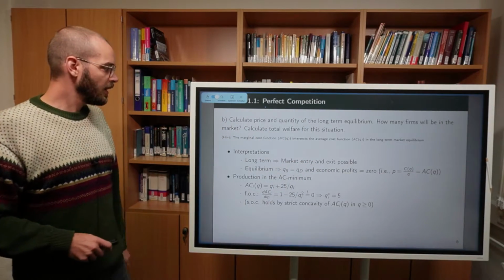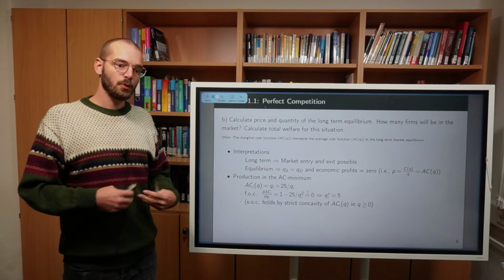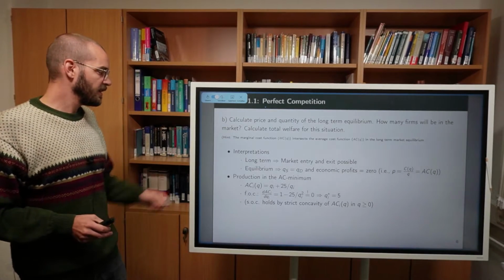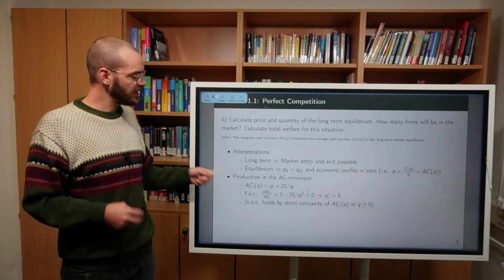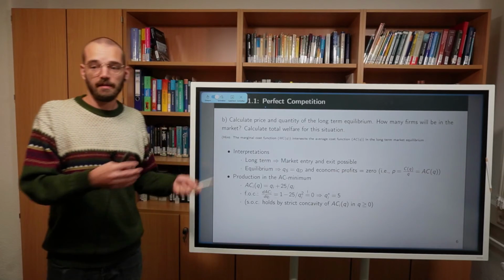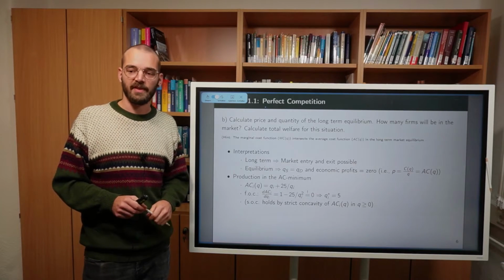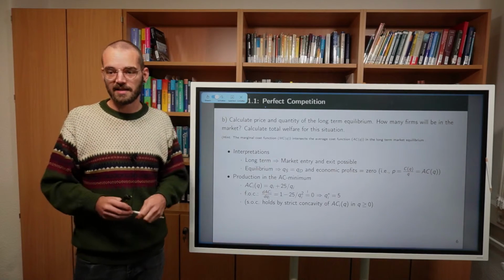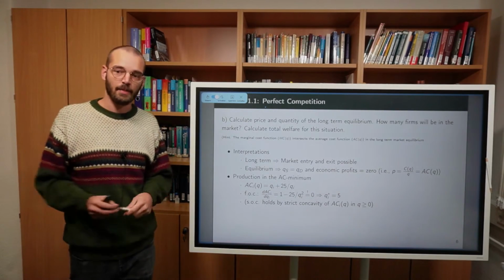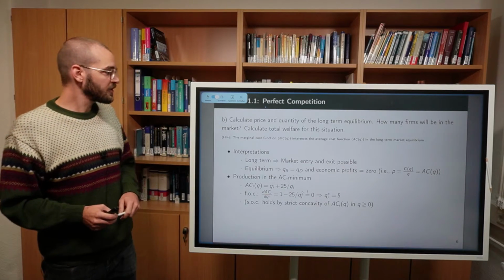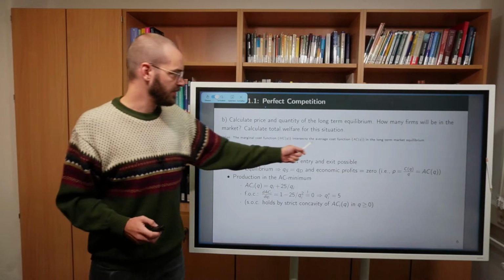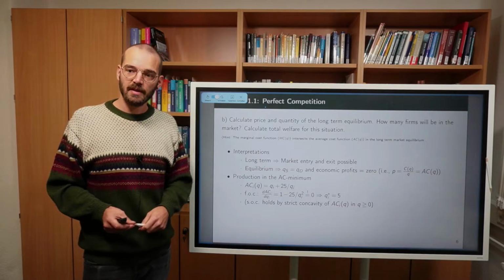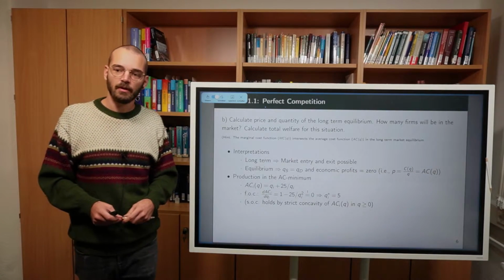All right. So, what we know from the fact that there are zero profits is that all firms must produce at the average cost minimum. We know this first from the fact that market entry is allowed and firms will enter and exit until the production actually happens at the average cost minimum. We also know this simply by reading the hint carefully. So one way to solve this question is by simply finding the minimum of the average costs.